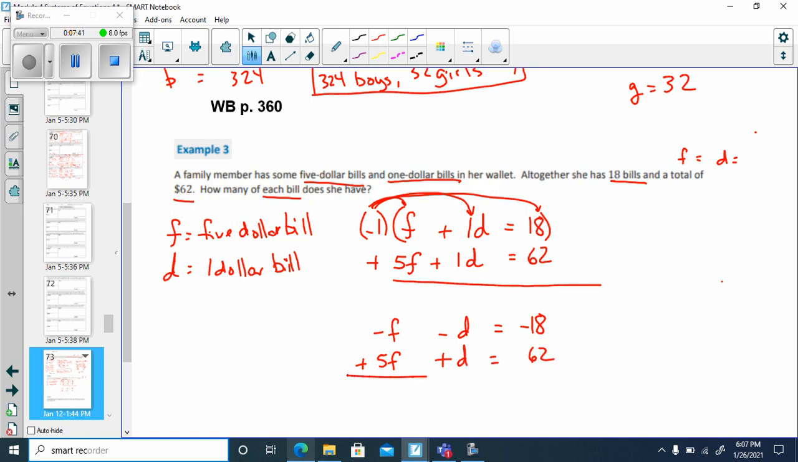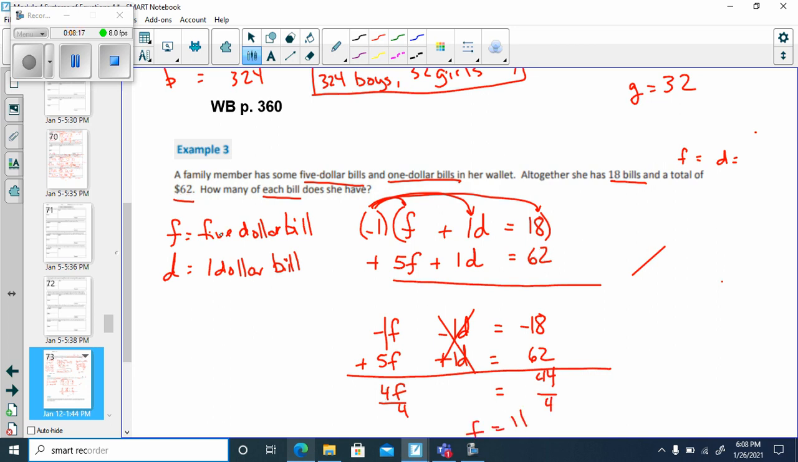All right. Negative, and you know there's an understood one there. Negative 1F plus 5F is 4F. Negative 1D plus 1D gives me 0D, so that eliminates that variable, equals negative 18 plus 62. And that would give me 44. Okay. To get to F, I divide both sides by 4, and F would be 11.